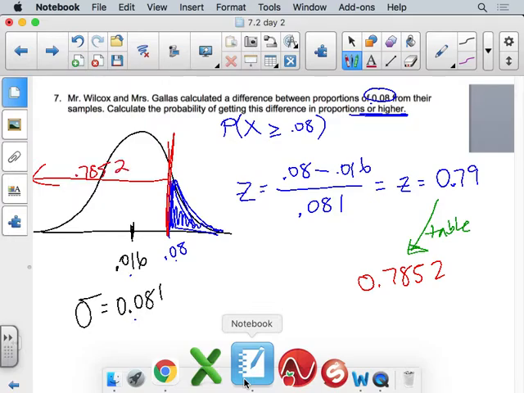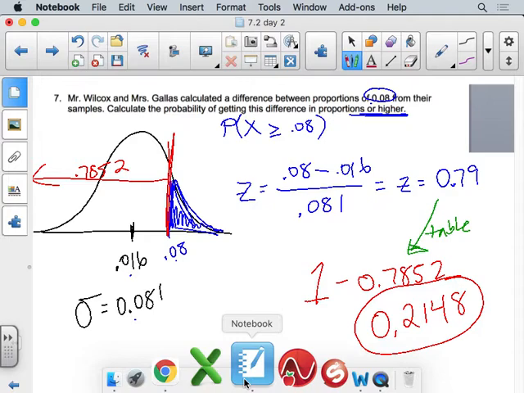And so to get the greater than, I'm going to do 1 minus it, and end up getting just over 21% of the time. So that blue value there, 21% of the time, you get a Skittles value having 8% more Skittles than M&Ms that are orange. So just calculating the difference.